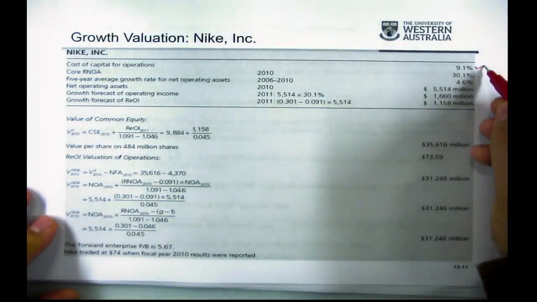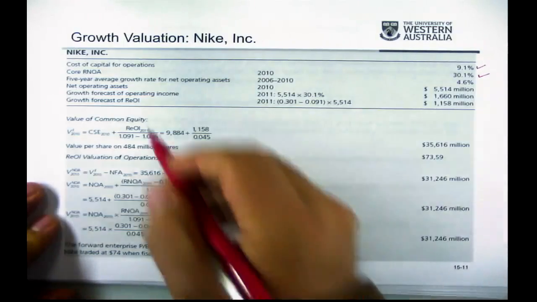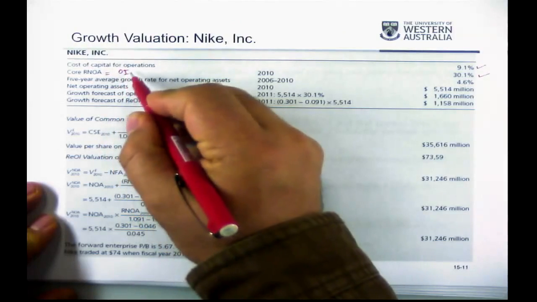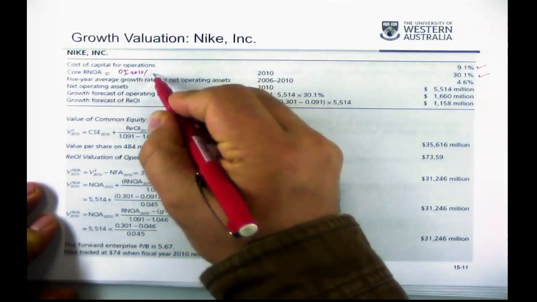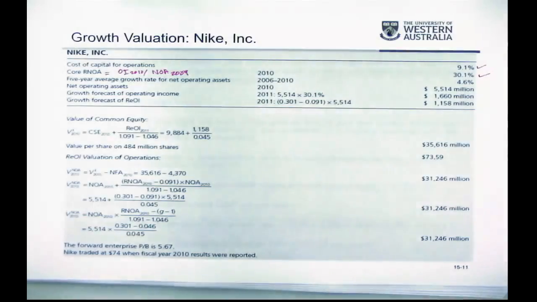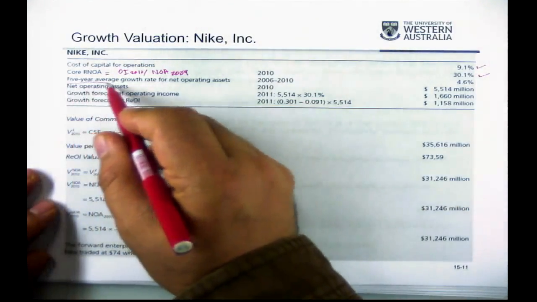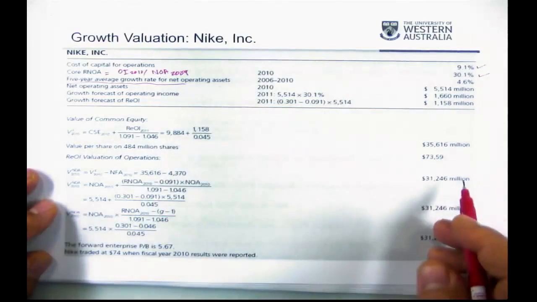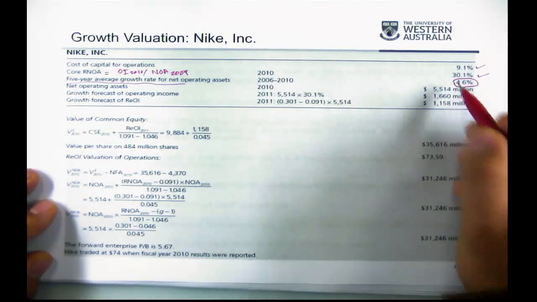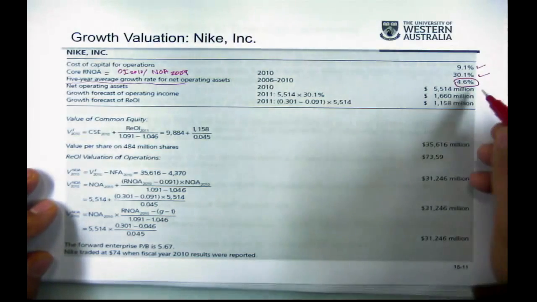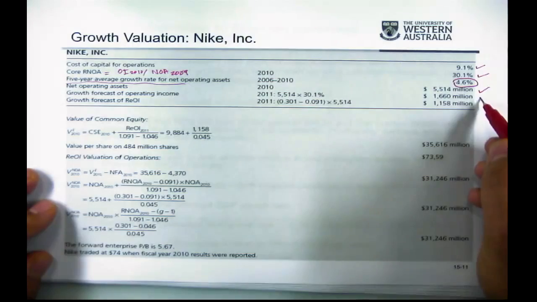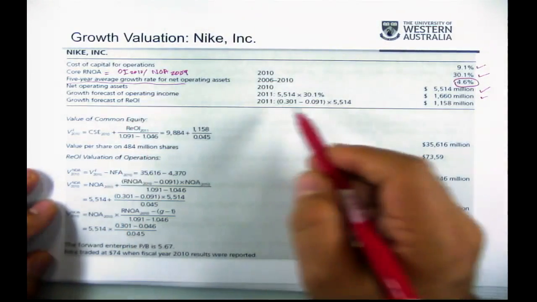This is its cost of capital. This is the return on net operating assets in 2010, calculated as operating income in 2010 divided by net operating assets in 2009. And this is the 5-year average growth rate of net operating assets. It was 4.6%. This is the net operating assets in 2010. And this is the growth forecast of the operating income.